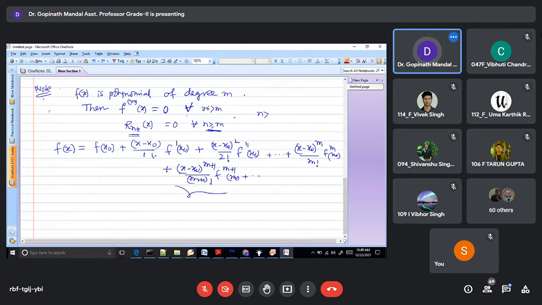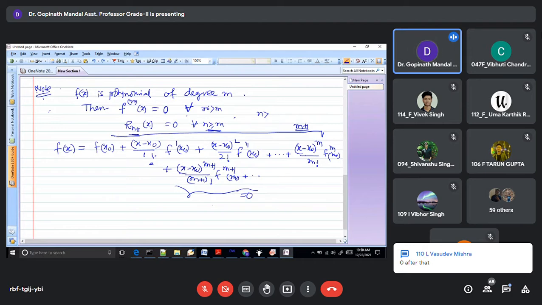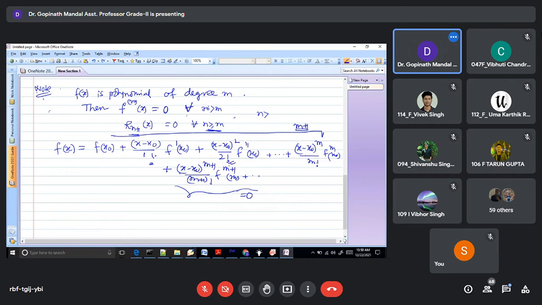But these terms after the m plus 1 term, these are the total m plus 1 terms. After the m plus 1 terms, all the remaining terms will be equal to 0, right? Because the derivative of order m plus 1 will be equal to 0. So there are m plus 1 terms, then m plus 2 and so on, right?